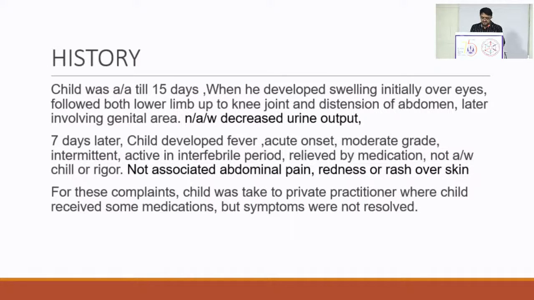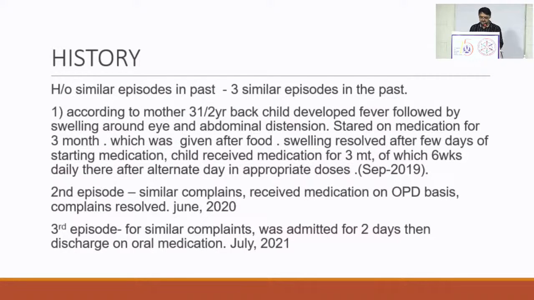7 days later, child developed fever, which was acute on onset, moderate grade, intermittent. Child was active in the interfebrile period. Fever was relieved by medication, not associated with chills or rigors, and not associated with abdomen pain or rash over the skin. For these complaints, child was taken to private practitioners, where child received some medication, but symptoms were not relieved. Child does have history of similar episodes in the past, three similar episodes.